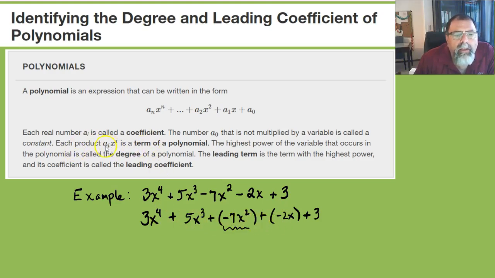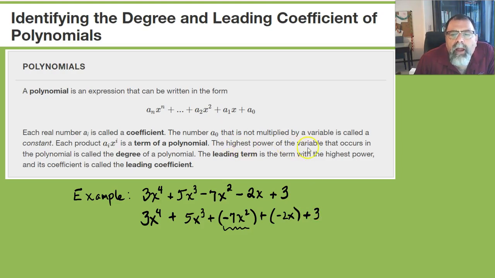So each product a sub i, this is what we call a coefficient. In this case, 3 is the coefficient. For this term, 5 is the coefficient. This term, negative 7 is the coefficient. This one would be negative 2. And then this one would be 3. Okay? So the last term, if it doesn't have a variable, we just call that the constant term. So 3 would be the constant of this polynomial.